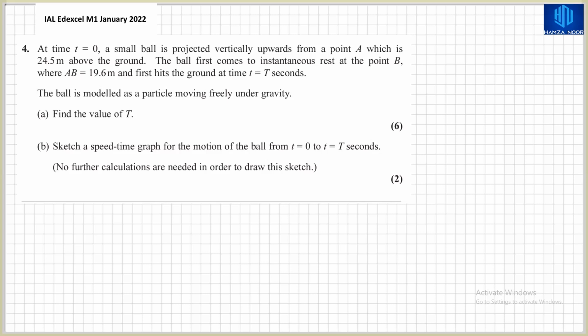So the question says that at time t equals 0, a small ball is projected vertically upwards from a point A, which is 24.5 meters above the ground. The ball first comes to instantaneous rest at the point B, where AB equals 19.6 meters, and first hits the ground at time t equals capital T seconds. The ball is modeled as a particle moving freely under gravity. Part A's requirement is to find the value of capital T.